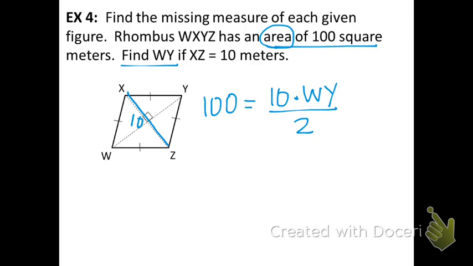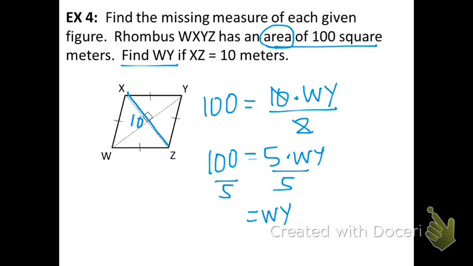So there's a couple ways. I would probably just divide those. 10 divided by 2 is 5. And then divide by 5. And WY is 20. If you wanted to multiply by 2 in the beginning and solve it that way, that's fine.